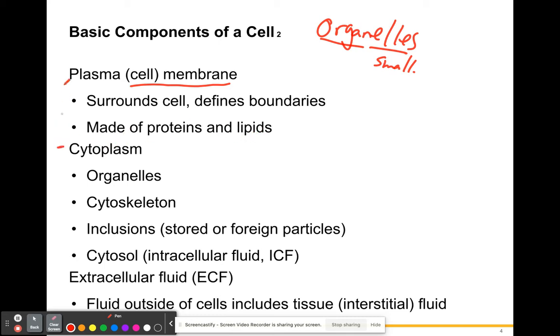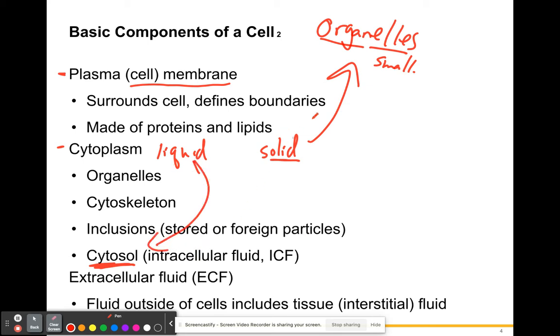The interior of the cell is full of something called cytoplasm. And cytoplasm has two basic portions, right? You have the liquid portion, and you have the solid portion. The liquid portion is called cytosol, and the solid portions are called the organelles. So the liquid portion is the cytosol, the solid portions are organelles. When you add them together, you get cytoplasm.